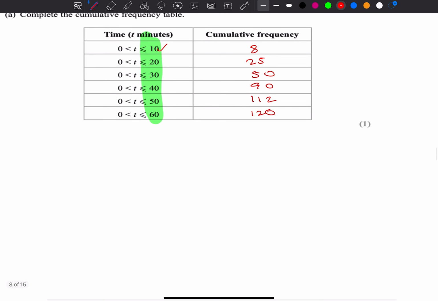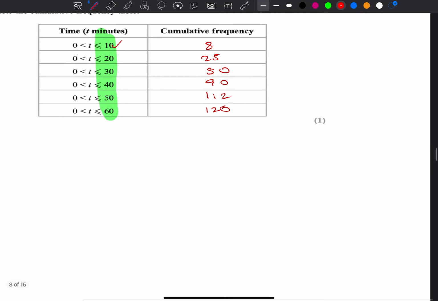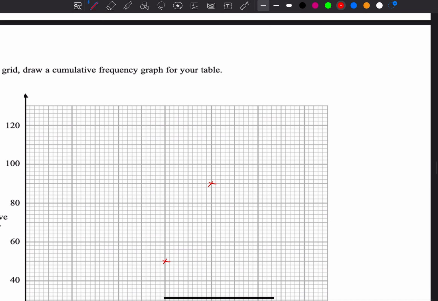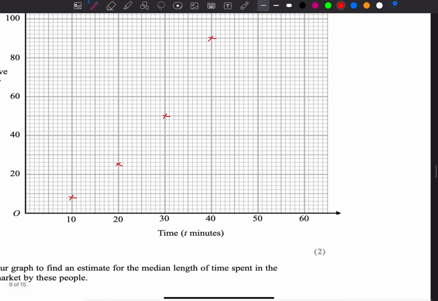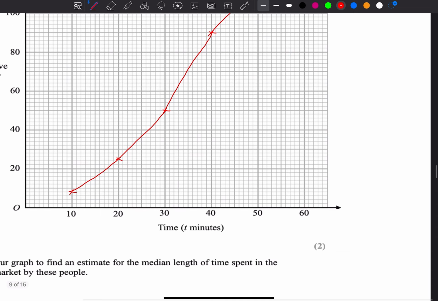Then it's 25, 50, 90. 25, which is in the middle, 50, and then 90, 80, 90. Then, because I know it goes up in 10 on the other side, 50. 112 and then 120. Single line, okay, a curve, a single line, don't join the fronts, okay.